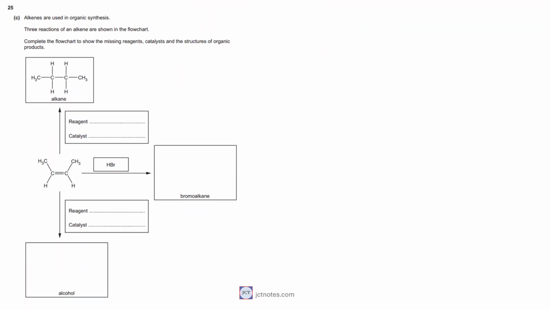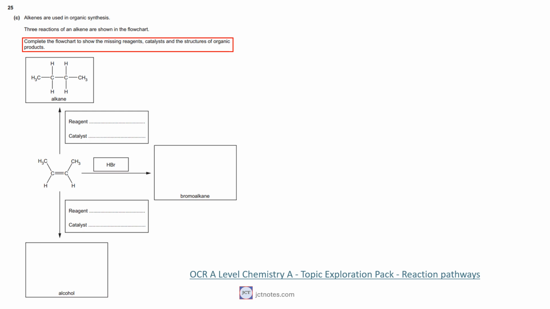In part C, of question 25, we are given a flowchart with 3 reactions of organic synthesis. We are asked to complete the flowchart to show the missing reagents, catalysts, and the structures of organic products. In the description of this video, I leave a link with the summary of the reactions pathways from OCR.